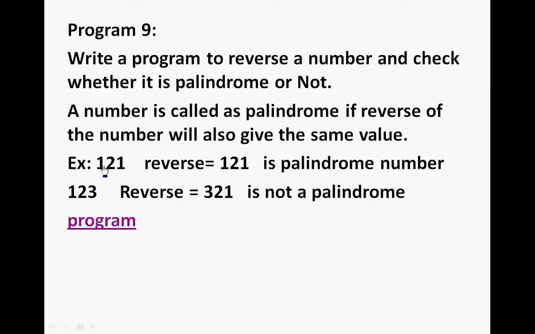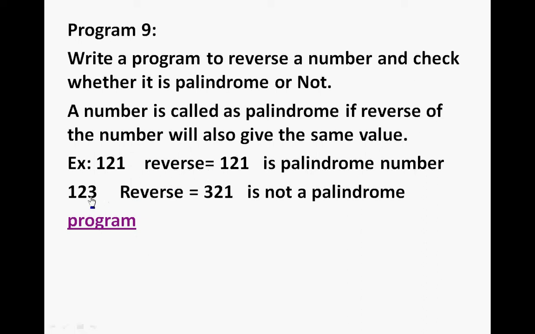Say the user enters the value 121. When you reverse this, it is going to be the same thing, 121. So the original number is 121, and the reverse is also 121. We call this number a palindrome number.